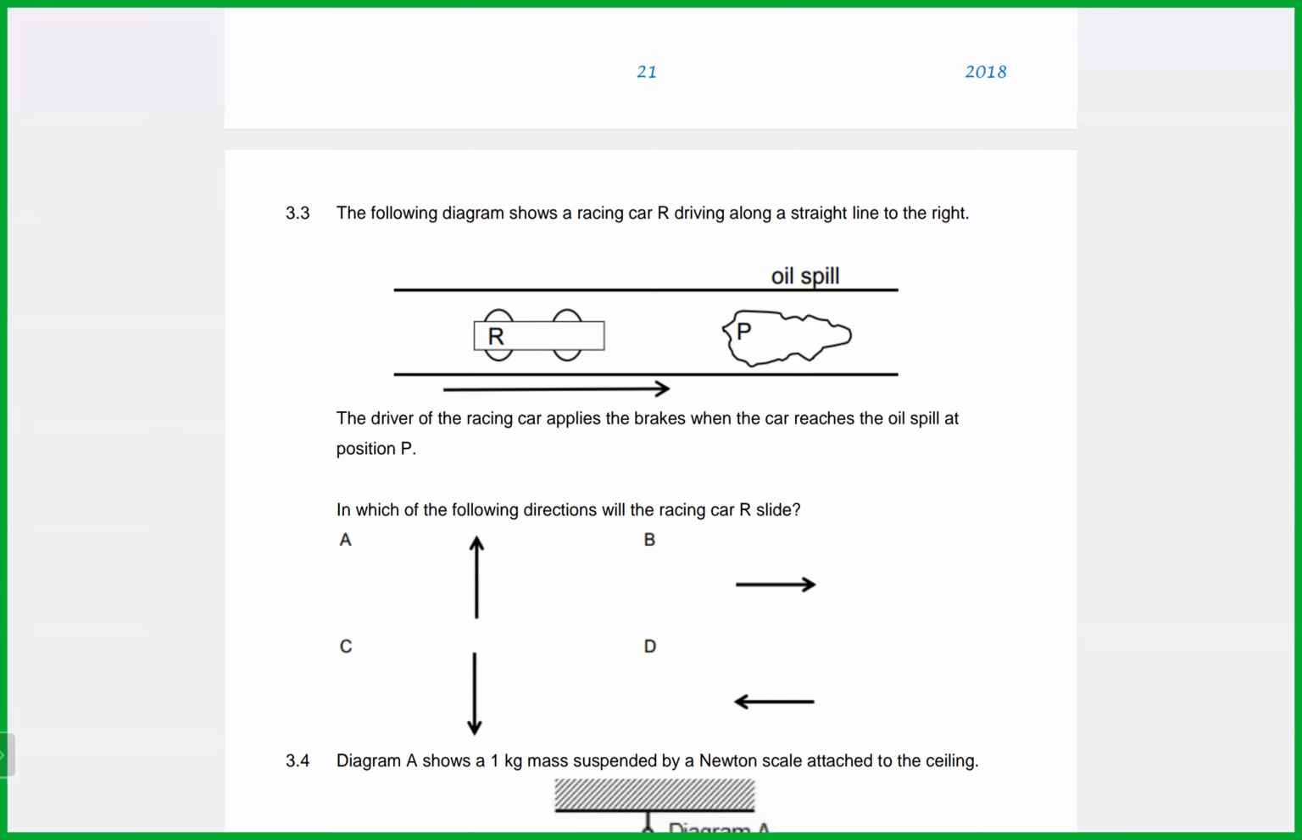Why will it still move forward? So there's a smooth surface. Principle of inertia. It's inertia, yes.